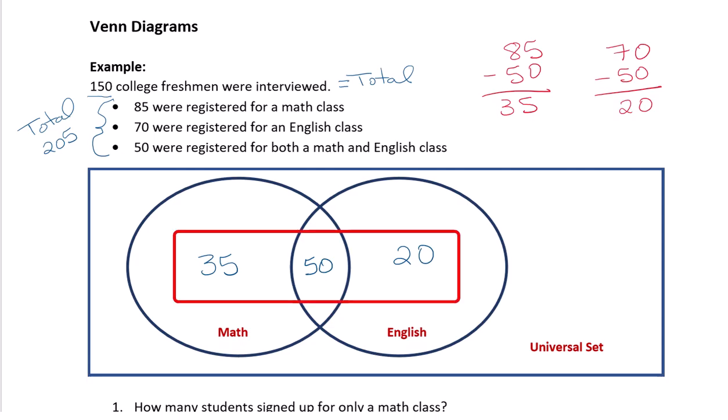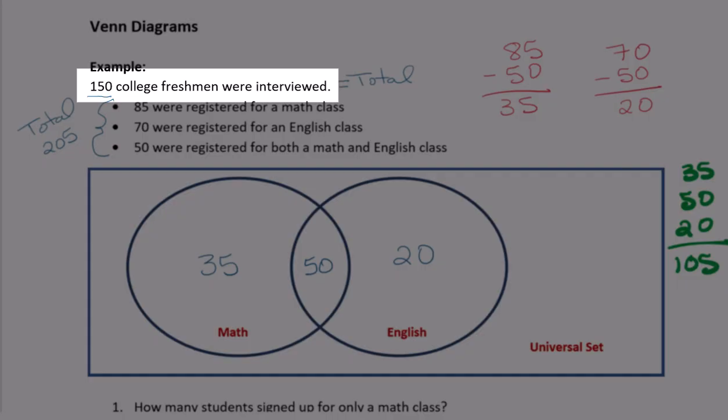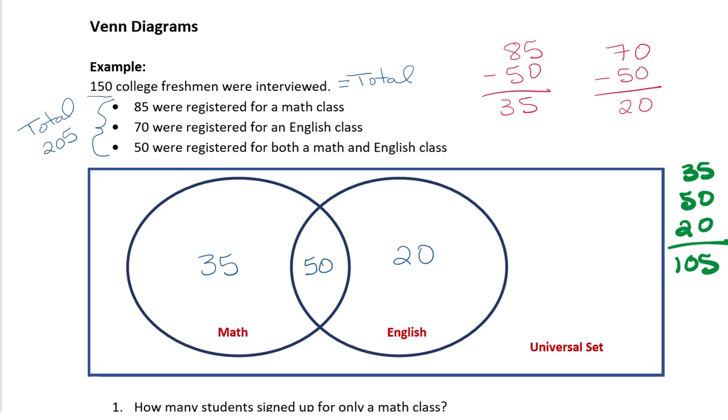If we were to add up these three numbers here, the 35, the 50, and the 20, that would add up to 105 students. But notice there were 150 students interviewed. If you took the total 150 students and took away all of the students registered in math and/or English, that leaves us with 45 students who were interviewed who were not taking either math or English. We'll put those students out in the universal set.